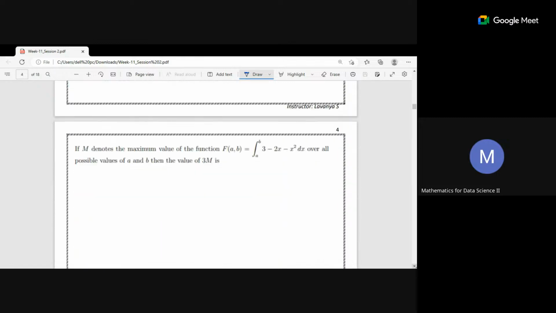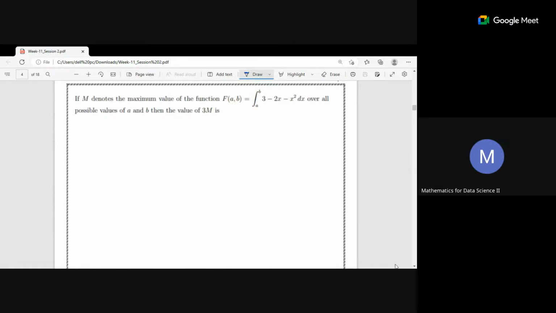Fine. So now look at this problem. What is this saying? If m denotes the maximum value of the function f of a comma b, which is equal to the integral from a to b of 3 minus 2x minus x squared dx. So this is a simple integration. It is given as f of a comma b, right? So when you integrate and substitute b and a, this becomes a function of two variables a and b. So now if you are integrating over possible values of a and b, what is the value of 3m? Here m denotes the maximum value of this function f of a comma b. So now how to do this problem?